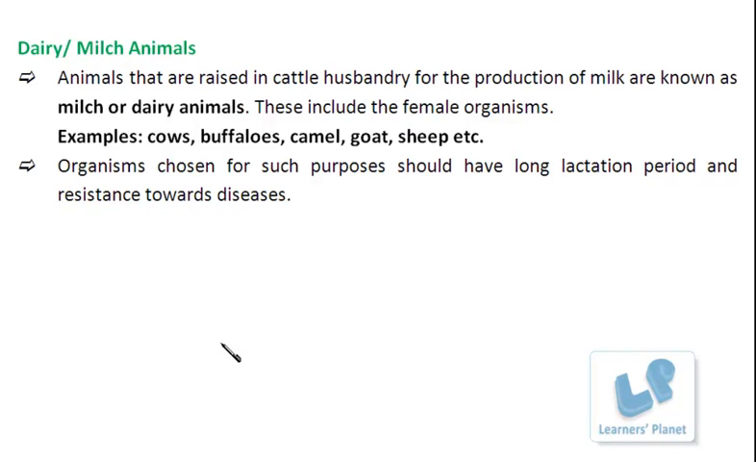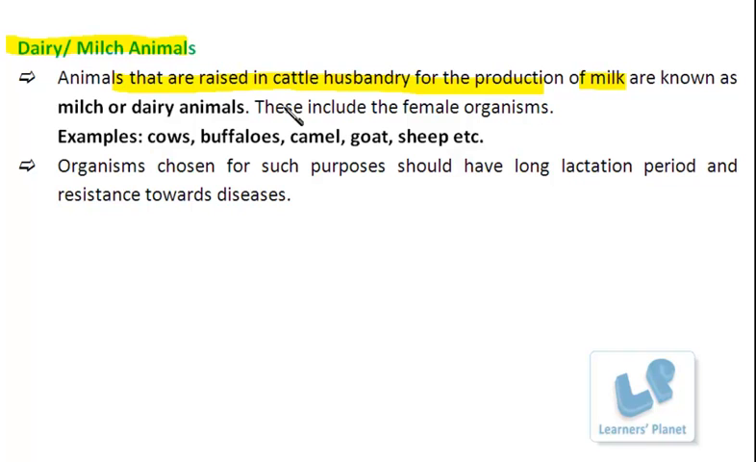So now, dairy animals or the milch animals. They are defined as those animals which are raised in cattle husbandry for the production of milk. Now, if this particular property is mentioned here, that is production of milk, then the particular animal which is chosen for such purpose should have some peculiar features. And what are these features?